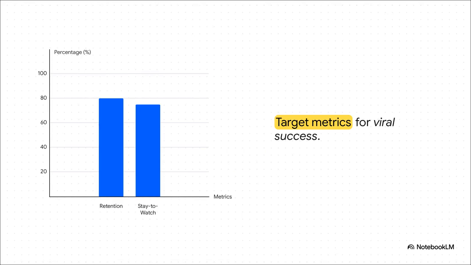Now, if you do survive that initial window, you've got 2 huge goals to hit. You need over 80% audience retention and a 75% stay-to-watch metric. And look, these are not just vanity metrics. When your short hits these exact thresholds, the system acts like a giant megaphone. It pushes your content out to entirely new, massive audiences. That is exactly how you start gaining free subscribers on absolute autopilot. It's a harsh reality. You either hit these numbers and skyrocket, or you miss them and flatline.